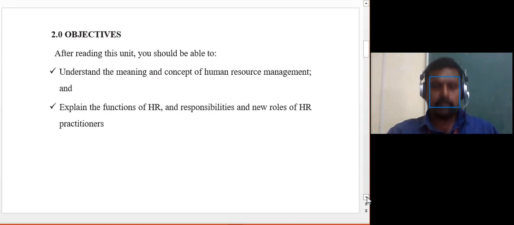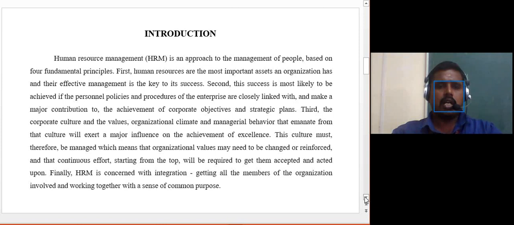The objectives of this Unit 2 are that the students will be able to understand the meaning and the concept of human resource management practices, and see what the functions of a human resource manager are, and what the responsibilities and the new roles of HR practitioners are nowadays. This is the introduction of this unit.